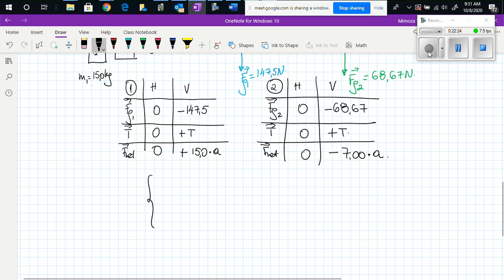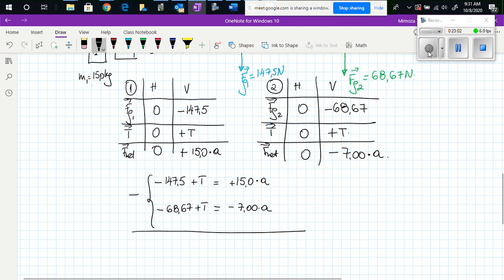From the vertical component of the first object, what we have is negative 147.5 plus T equals positive 15 times A. And from the vertical component of object 2, what we have is negative 68.67 plus T equals negative 7 times A. If you subtract the two together, what you will have is negative 147.15, not 147.5, plus, because negative and negative will give you positive, plus 68.67.